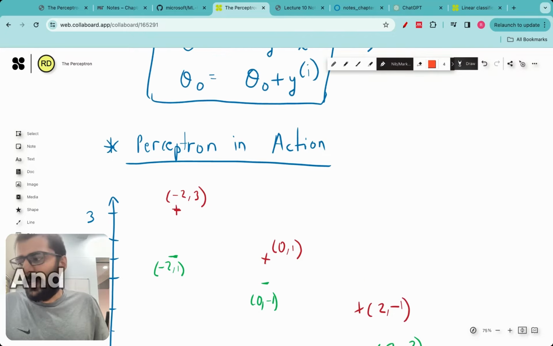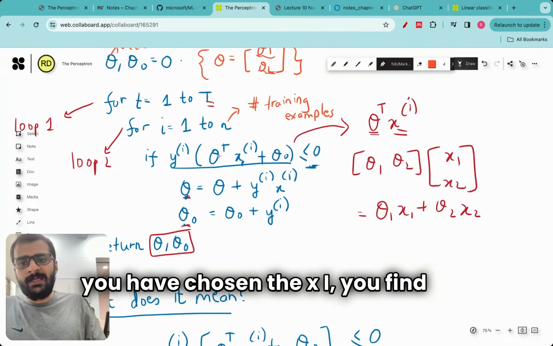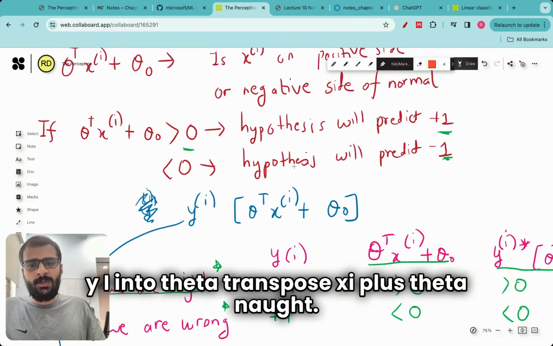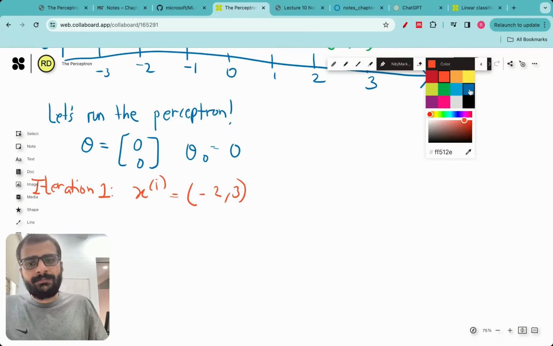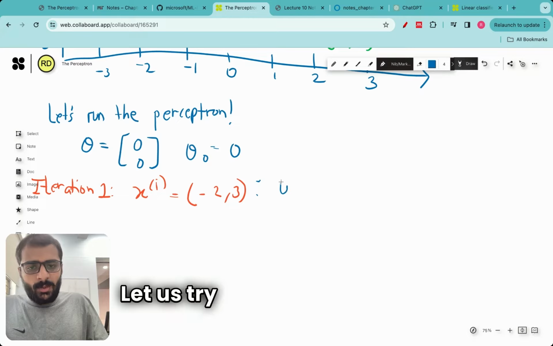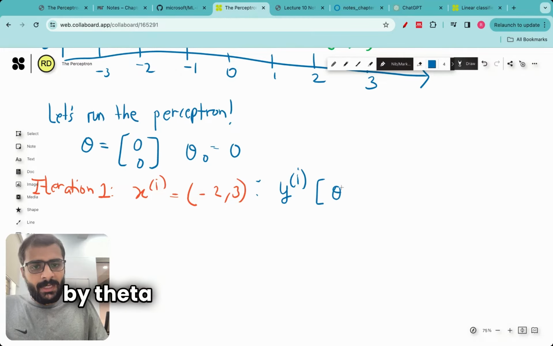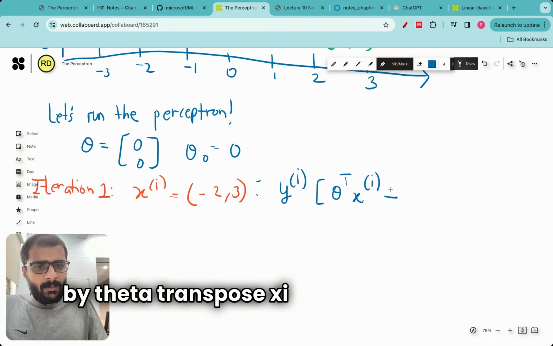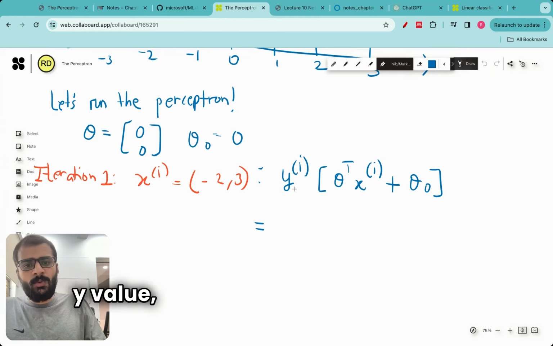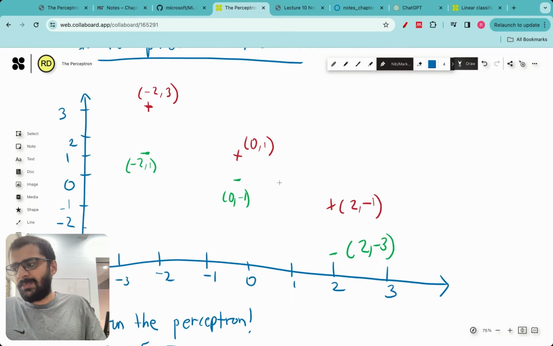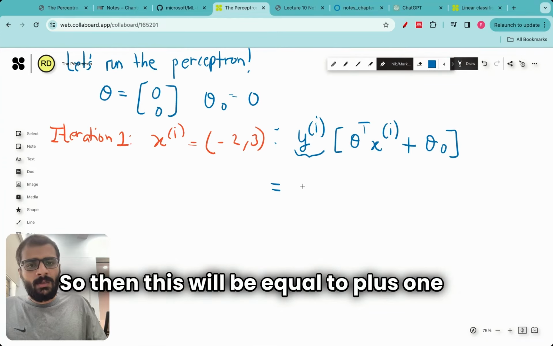Okay. And now what this tells us is that once you have chosen the xi, you find this value: yi into theta transpose xi plus theta naught. So let us try to find yi multiplied by theta transpose xi plus theta naught. So the y value, which is the true value for this point, is equal to plus 1, right? So then this will be equal to plus 1.